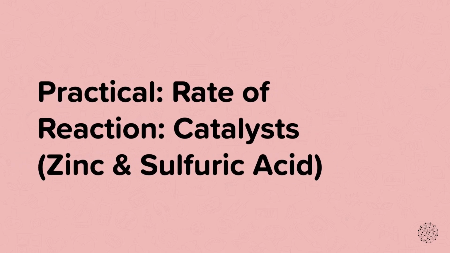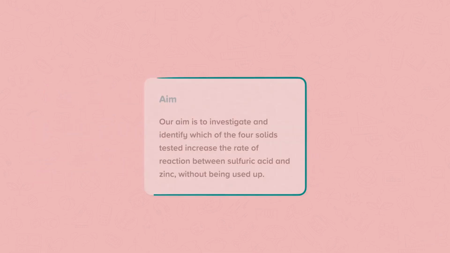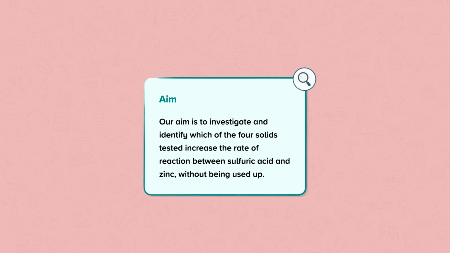Practical, rate of reaction, catalysts, zinc and sulfuric acid. The aim of this practical is to investigate and identify which of the four solids tested increase the rate of reaction between sulfuric acid and zinc without being used up.